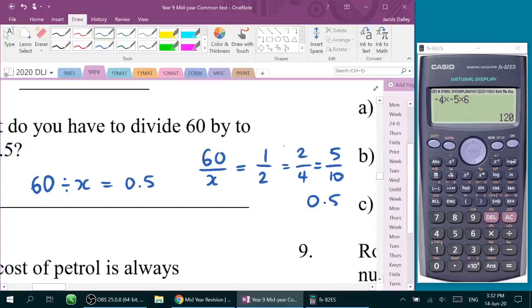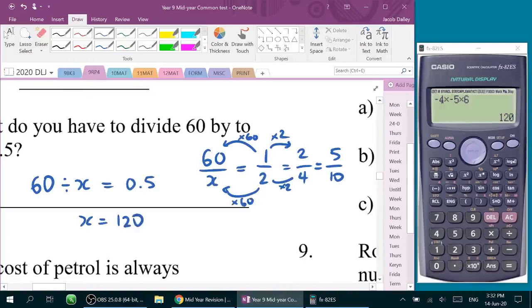So what happened when we went to this one? We multiplied by 2, multiplied by 2, and for the other one we multiplied by 5, multiplied by 5. So really, if we're thinking about going from 1 to 60, we've multiplied by 60. So if we wanted to know what x was, we would also multiply 2 by 60. So x is going to equal 120.